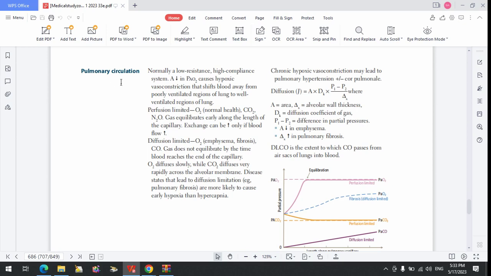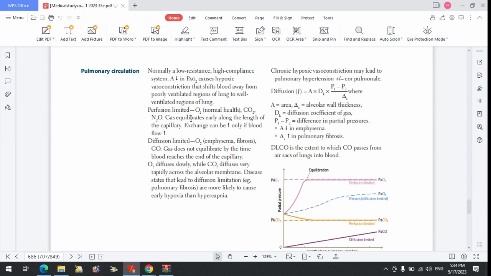That's why it's very rare for all these conditions to cause hypercapnia. They will cause hypoxemia first before they can cause hypercapnia, because CO2 diffuses very fast. You guys can see the statement: oxygen diffuses slowly, while CO2 diffuses very fast across the alveolar membrane. So it will take a very severe damage of the alveolar membrane to make CO2 diffusion limited. Do you guys get it?